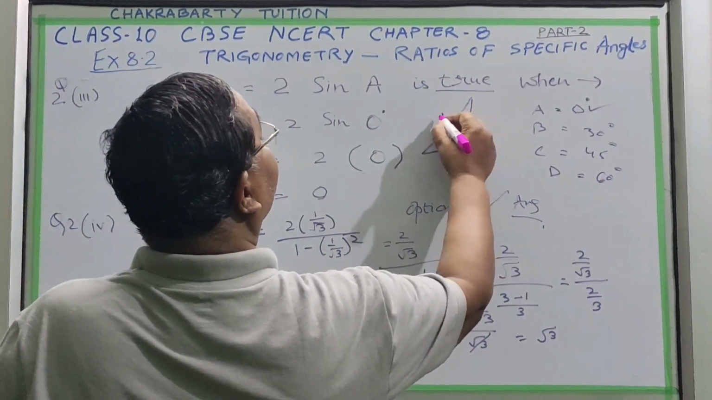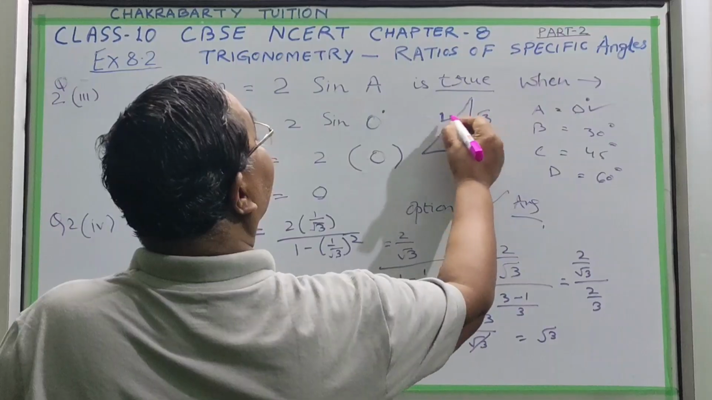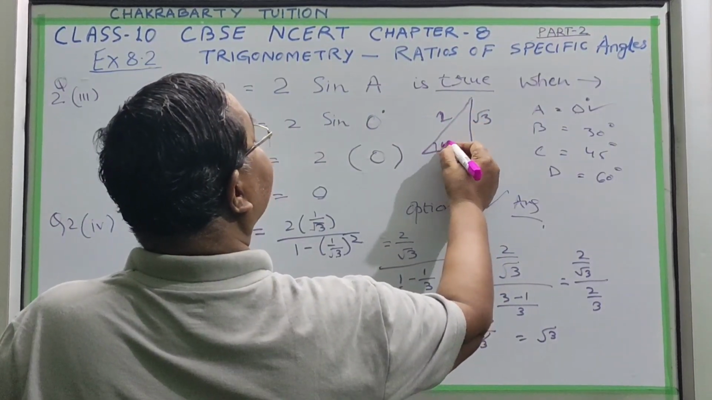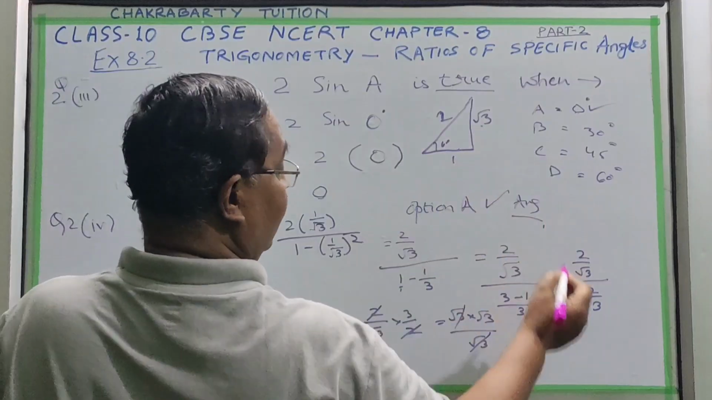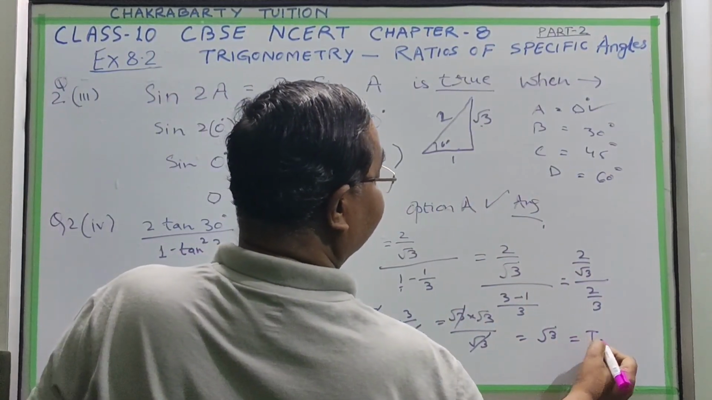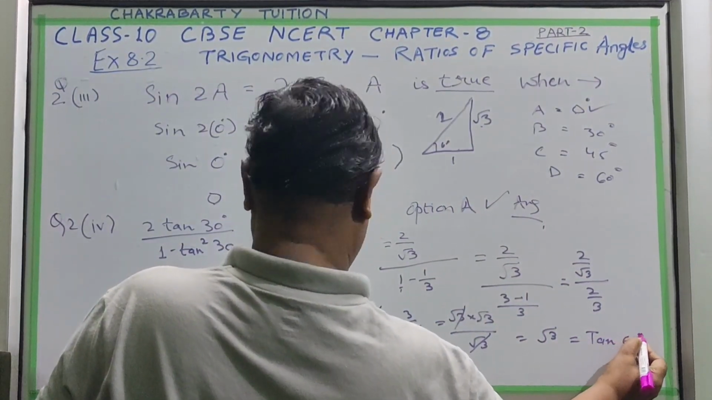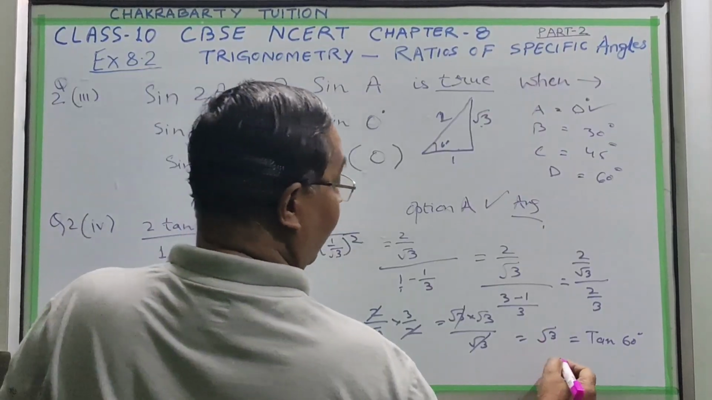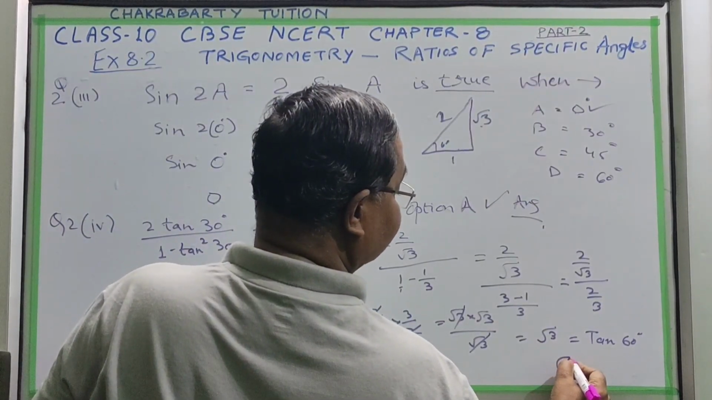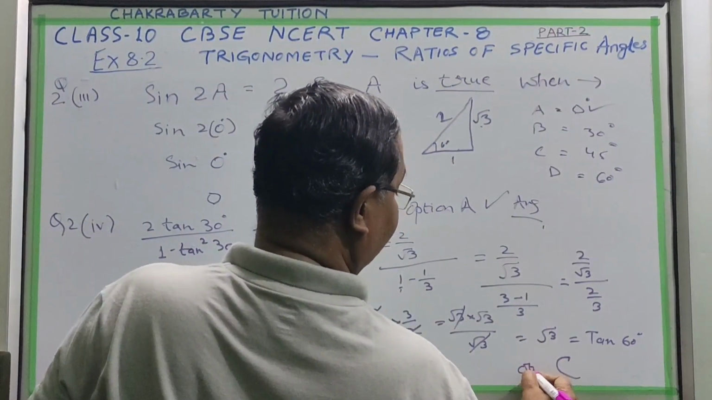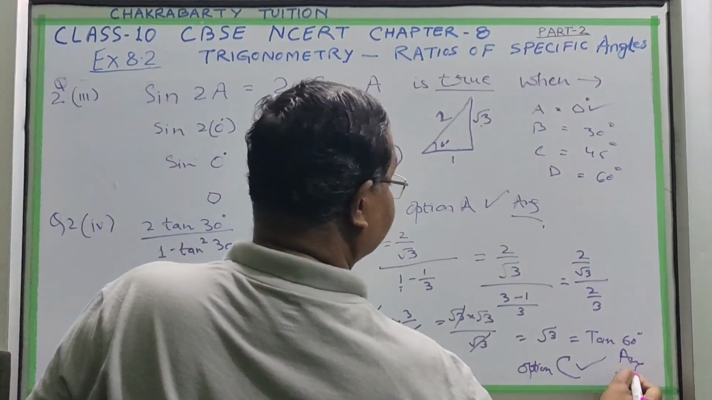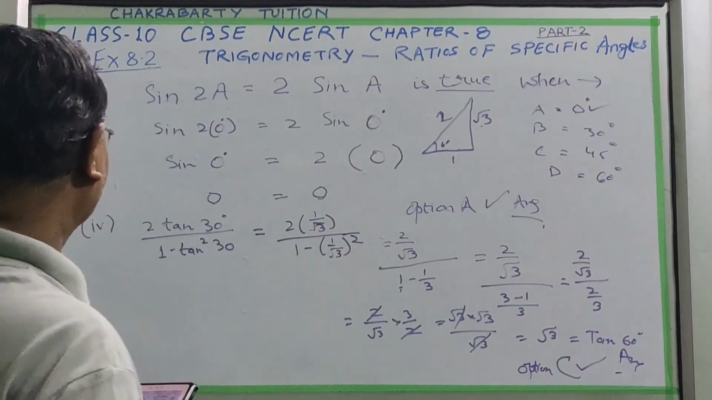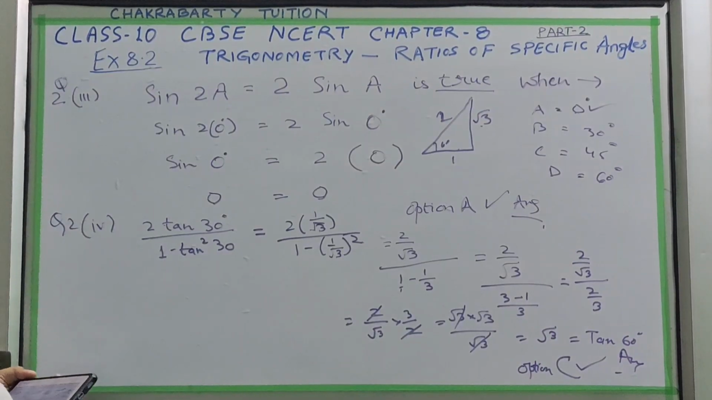1, 1, 1, 2 and 3. Okay. So it is 60 degree. So tan is under root 3. So it is equal to tan 60 degree. Your option C is the correct answer. Option C will be correct. This is your answer. Option C is your answer. Okay, now we will go to the next question, question number 3.